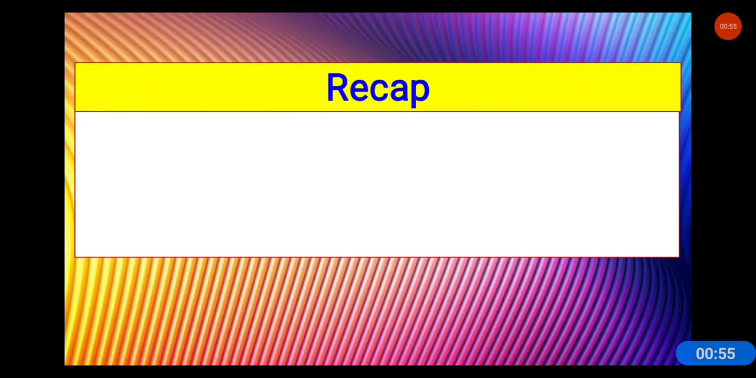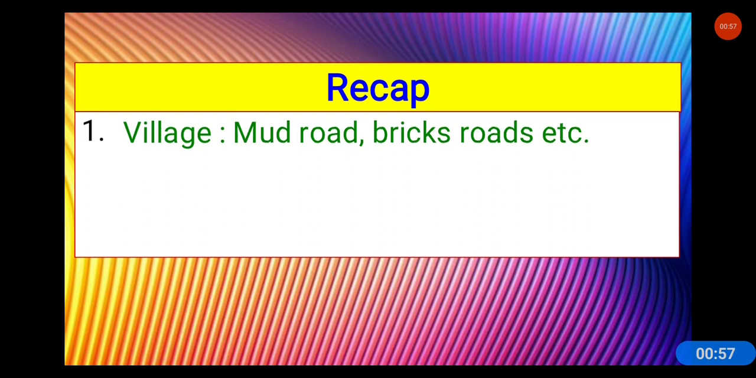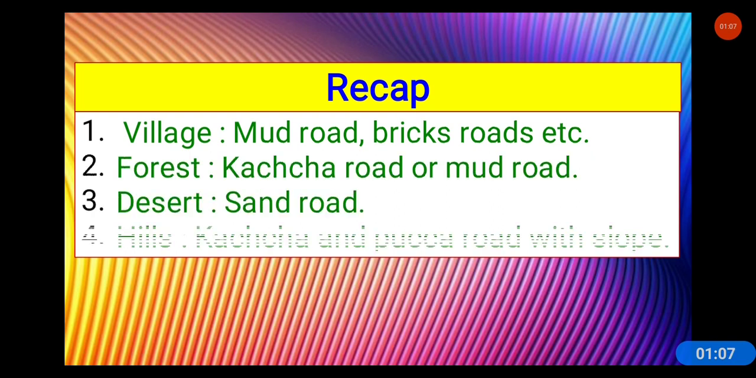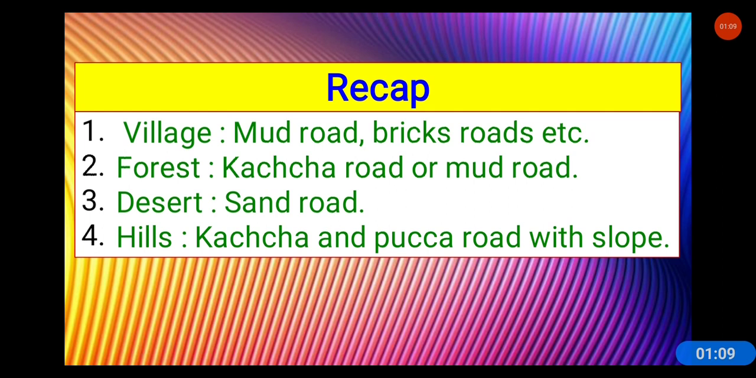Recap. So let us recap what we have learned in the previous chapter, right? So look at these 4 points. So village is a place, okay, where the mud roads or brick roads are found, and in such roads, what kind of transportation is mostly available? So we can see the bullock carts mostly run in the villages, right?